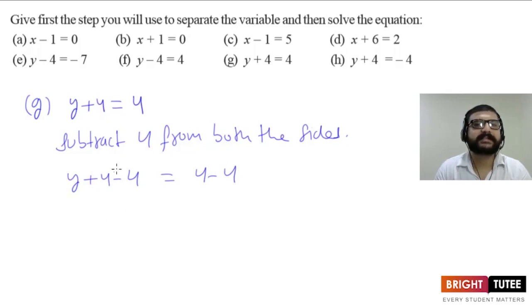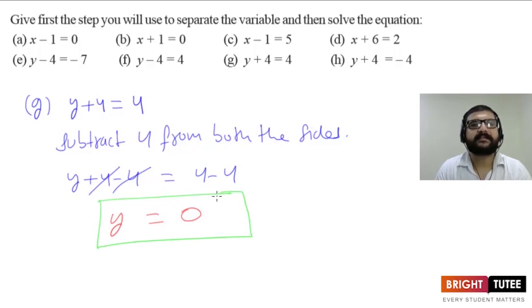Now let's simplify this. Plus 4 minus 4 will be cancelled out. We are left with y here on the left hand side, and this is equal to 4 minus 4, which is 0. Therefore, the final solution or the final value of y is equal to 0.